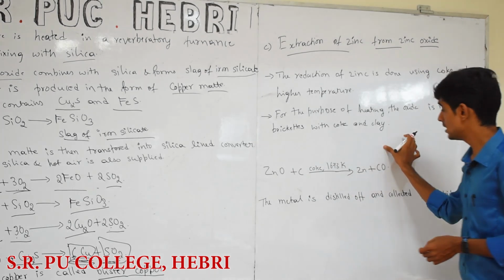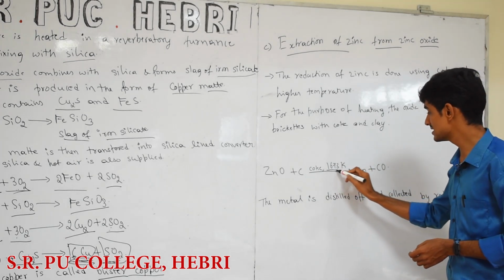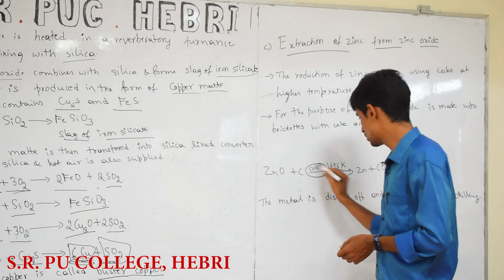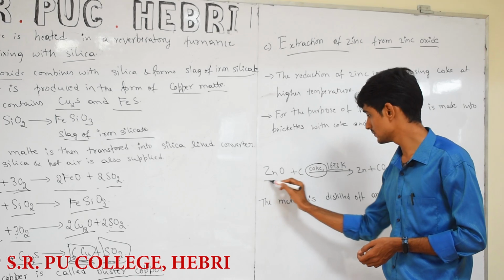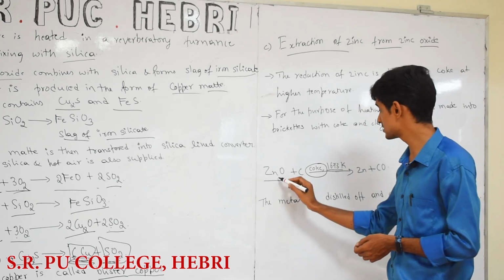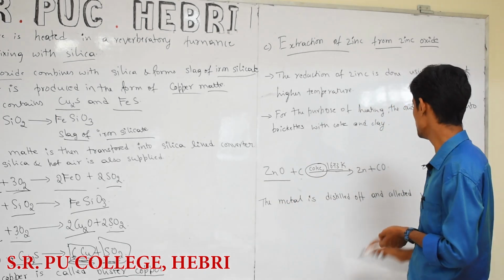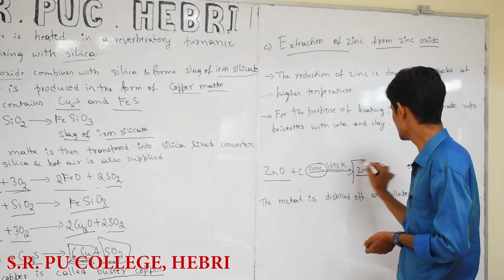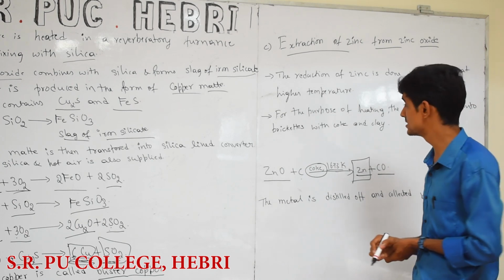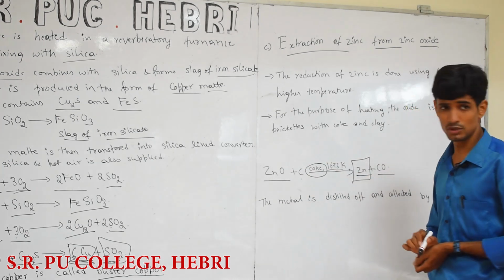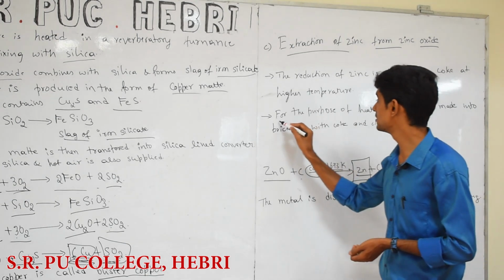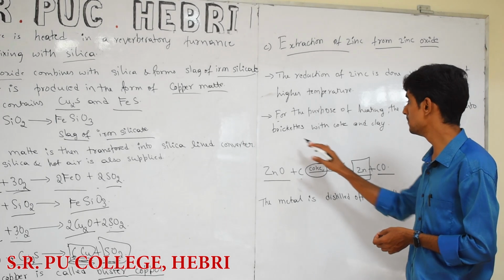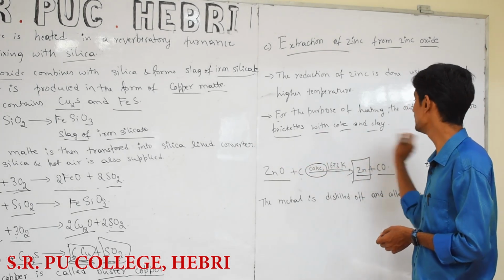Now here we are maintaining around 1673 Kelvin temperature. Here coke is added, ZnO, that is zinc oxide, directly mixing with the carbon, so you will get zinc and carbon monoxide. So very easily you can reduce this zinc oxide. One more thing you should note: for the purpose of this heating, the oxide ore is made into briquettes with coke and clay.